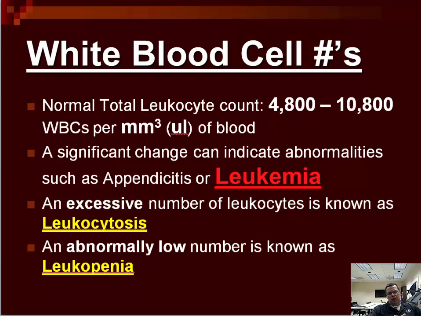The number you should put to memory for the range of white blood cells is 4,800 to 10,800 cubic millimeters or microliters of blood. And this will conclude your blood lecture.